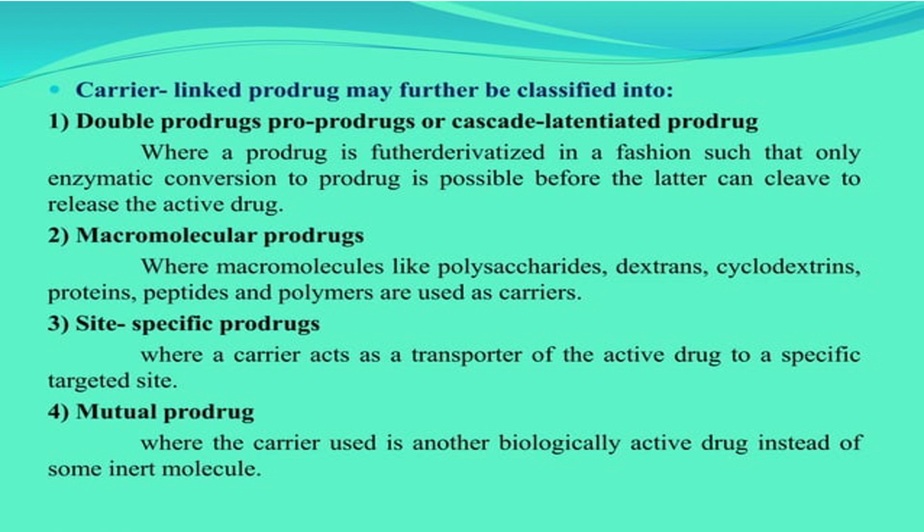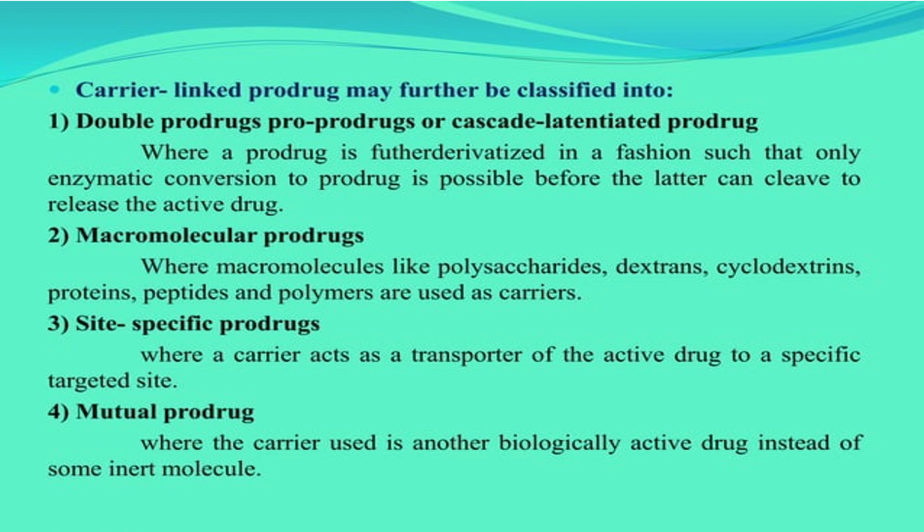such that only enzymatic conversion of the prodrug is possible before the latter can be cleaved to release the active drug. What is the double prodrug concept? In which the prodrug is further derivatized in a fashion such that only enzymatic conversion to the prodrug is possible before the latter can cleave to release the active drug. So in the first step, only enzymatic cleavage is happening and later on the active drug is released to the target location. Next is macromolecular prodrug.